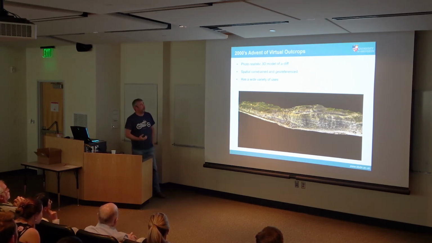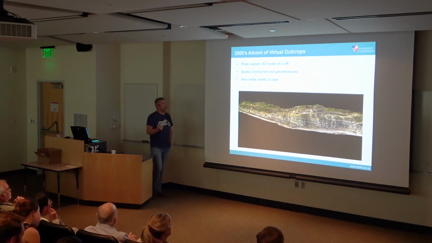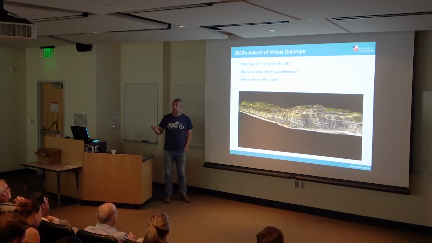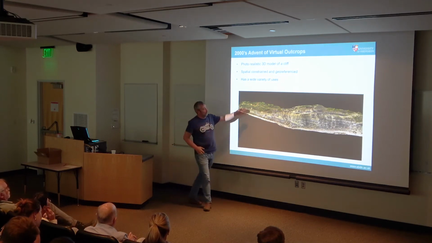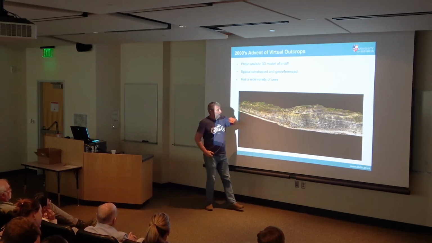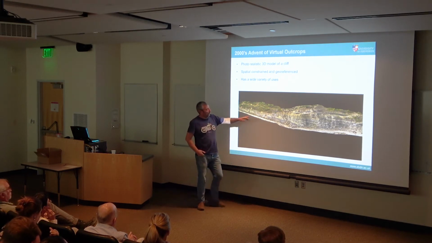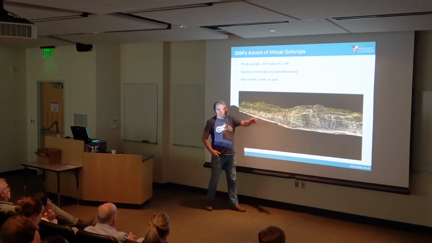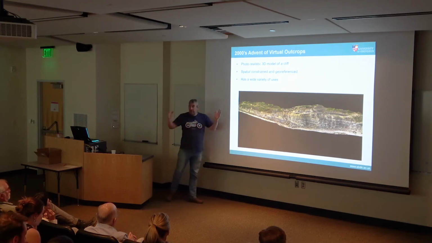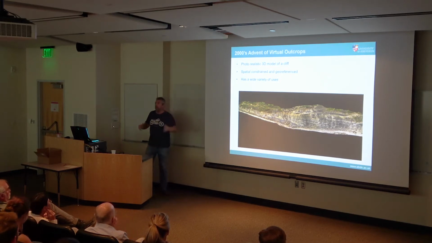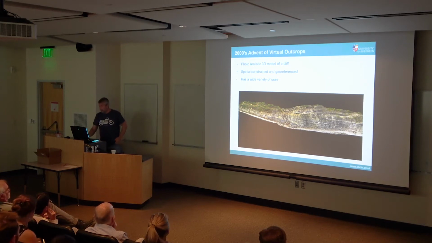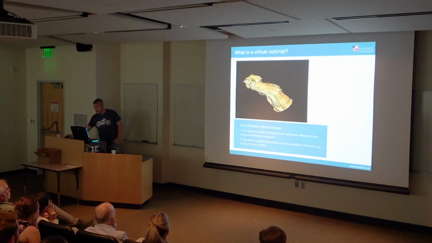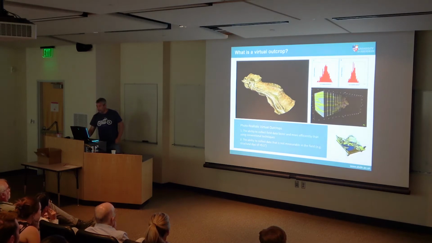So when we say virtual outcrop, what are we talking about? We're talking about a photorealistic 3D model of a cliff where every pixel is geolocated. This is just a typical example of a virtual outcrop. It's about 40 meters high and about 200 meters long, and they have a huge range of uses. Once you get into it, you start to realize that this genuinely is changing everything about the way we collect data.